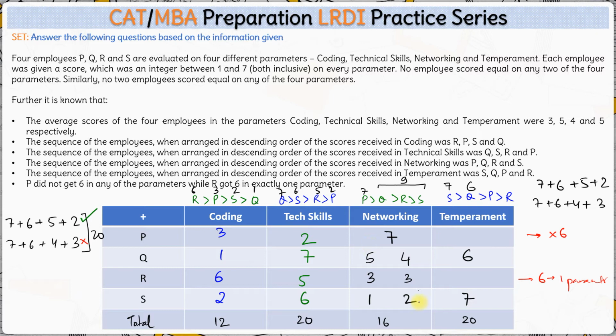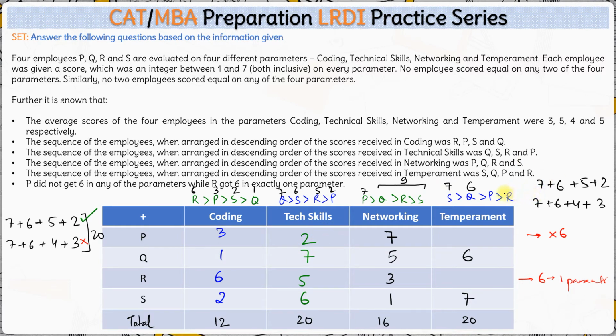But again, a rating of 2 is not possible for S in networking because rating 2 is already there in coding for S. So 4, 3, 2 is also rejected. So for networking, the only possibility is 5, 3 and 1. Okay, fine. So 5, 3, 1 is fixed.